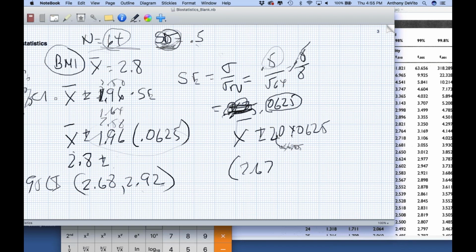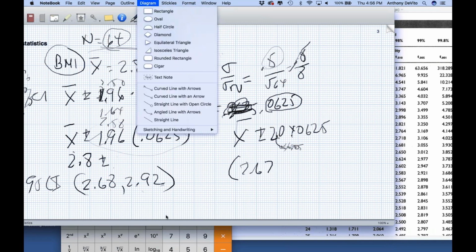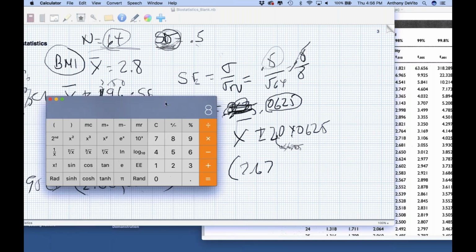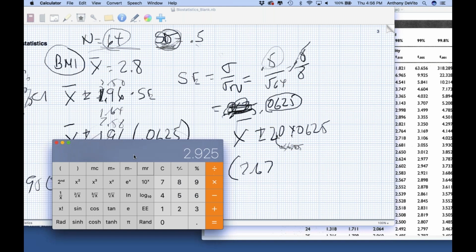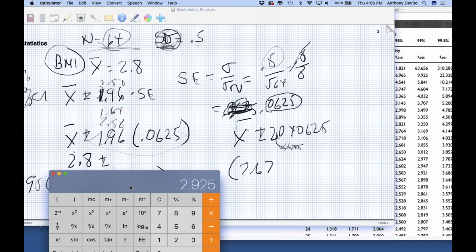And I'm going to add it. Lost track of my mouse. Oh, you know what it is? It's kind of on the pad there. Okay, I'll clear that. 2.8 minus our margin of error, and 2.8 plus our margin of error is going to be equal to 2.93. I'm going to round it up. 2.93.